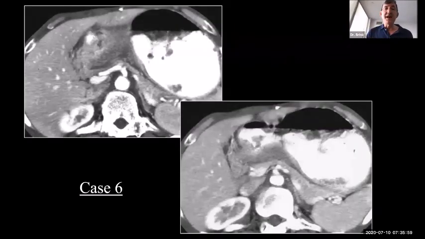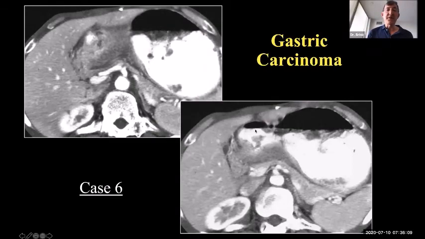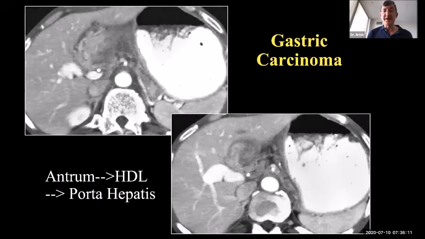Knowing that anatomy can be helpful in a case like this, case number 6. It's a patient with a very ugly scan, a circumferential mass in the antrum of the stomach. And of course, when it's circumferential, we might expect to see it spreading into the porta hepatis via the gastrohepatic ligament, and suffice it to say, we do see disease out in the porta hepatis.